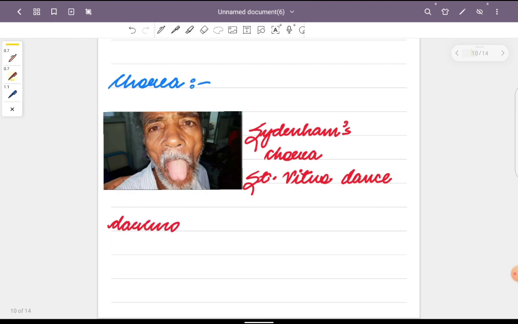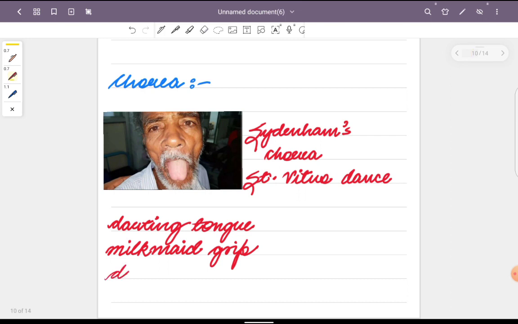Also, I will tell you about milkmaid grip. The patient is unable to generate a persistent hand grip. Okay, the third one is dysarthria. Dysarthria and also hung-up ankle jerk are CNS manifestations of acute rheumatic fever. So the darting tongue, milkmaid grip, dysarthria and hung-up ankle jerks are the signs of CNS manifestation, and Sydenham's chorea, also known as St. Vitus dance, occurs due to the damage of caudate nucleus.